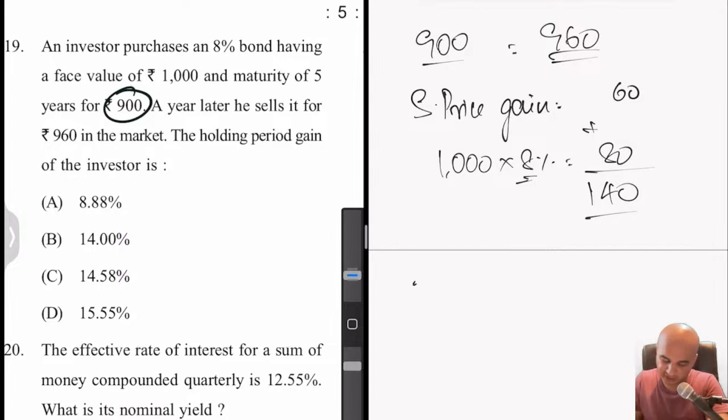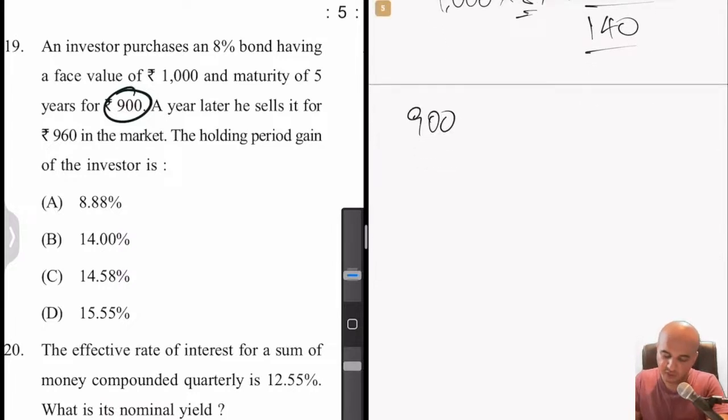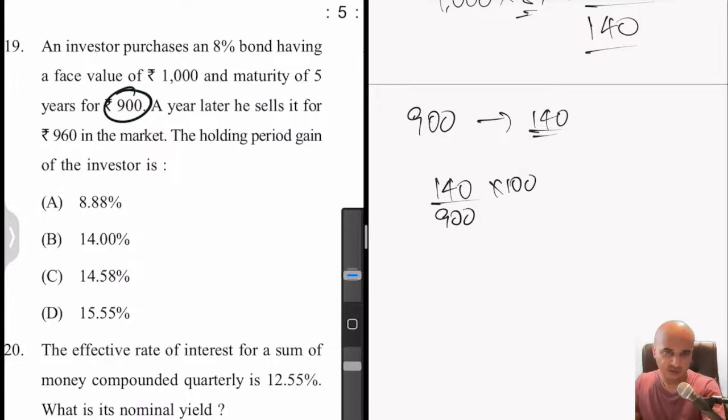So by investing 900, this fellow got 140 as a return on that 900 in 1 year. Now all that we need to do is identify the percentage of gain, which is a simple calculation. It has got nothing to do with FM. Any 7th standard student will be able to do this. 140 divided by 900 as a percentage. How much gain will this fetch us? That's all they have asked.